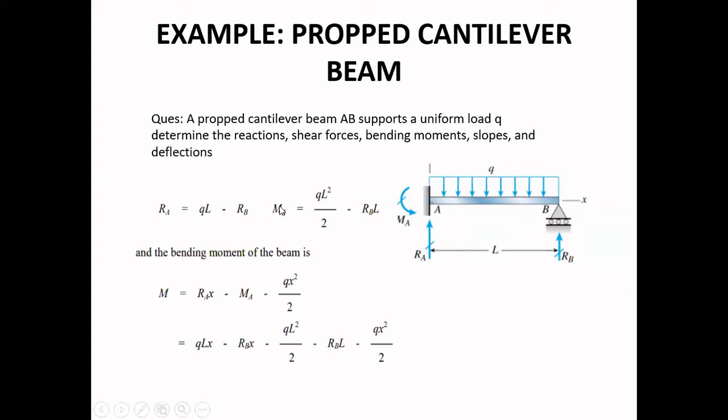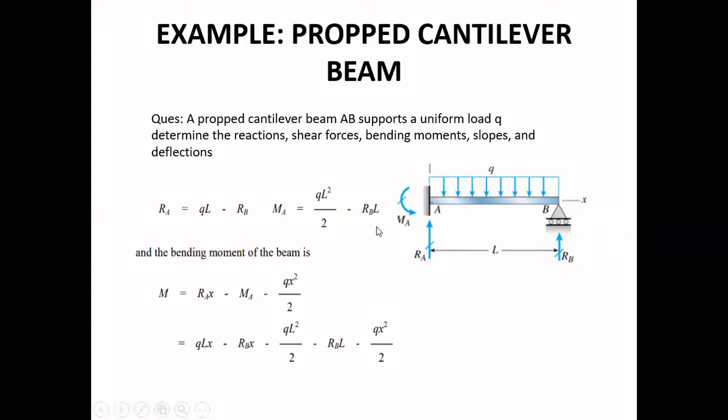We'll start analyzing this beam by using the equilibrium conditions. The first equilibrium condition says sigma V is equal to 0, that is, the sum of all the vertical forces should be equal to 0. So RA plus RB is equal to qL. RB goes to the other side, and the equation becomes RA is equal to qL minus RB.